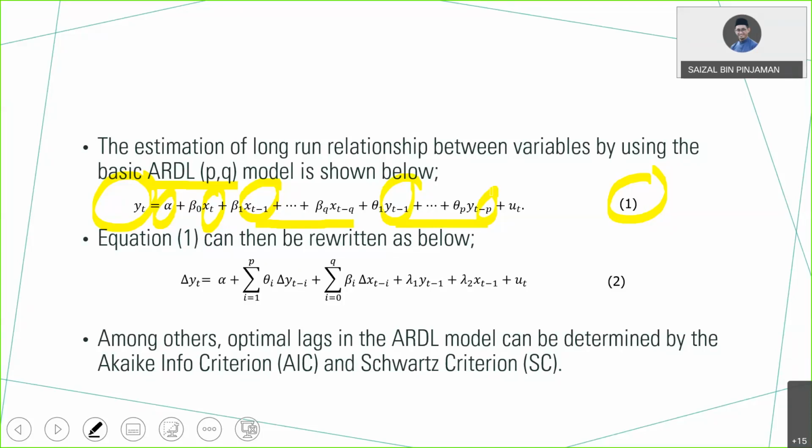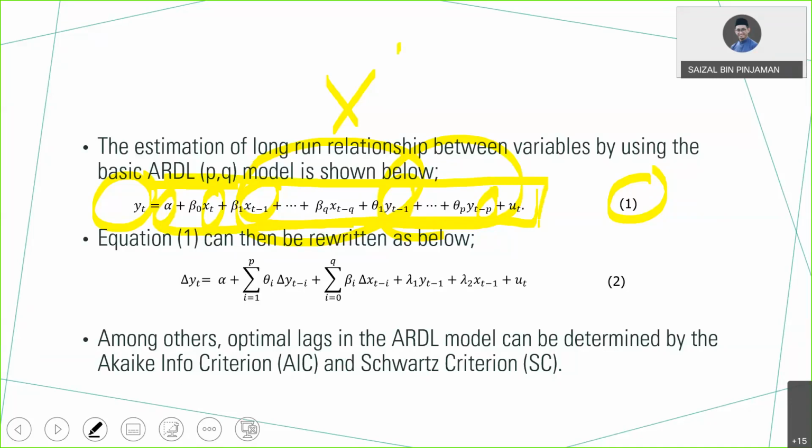Because we have two types of lag in this case. First is the autoregressive lag, where we include the lag of the dependent variable itself. And another type of lag that we have in the model is the distributed lag, which is the lag value of the independent variable, in this case x. So x is a set of independent variables that we include on the right-hand side of this equation.